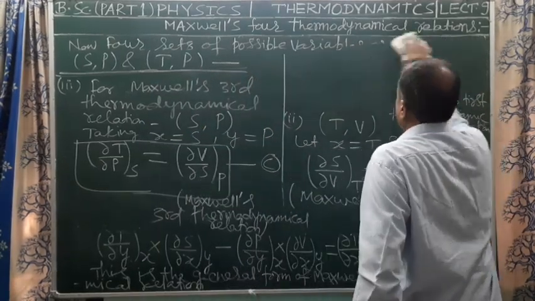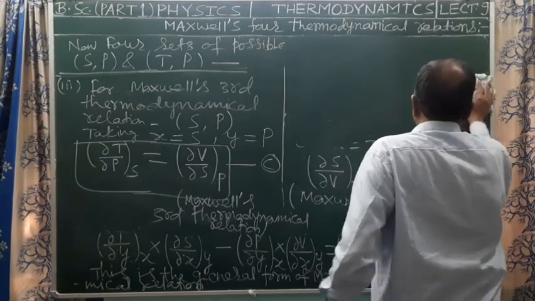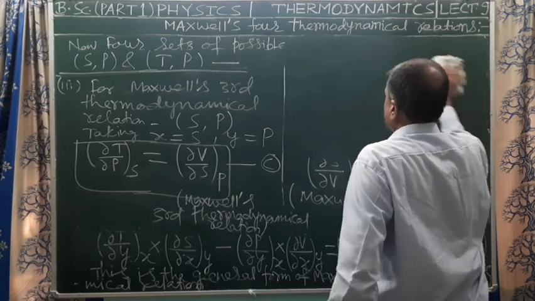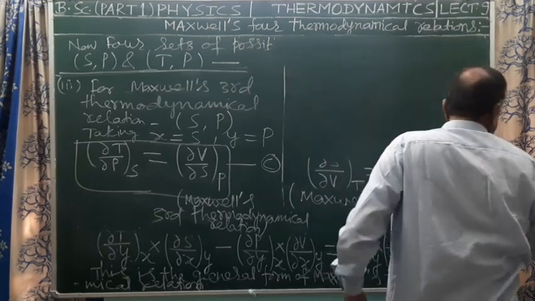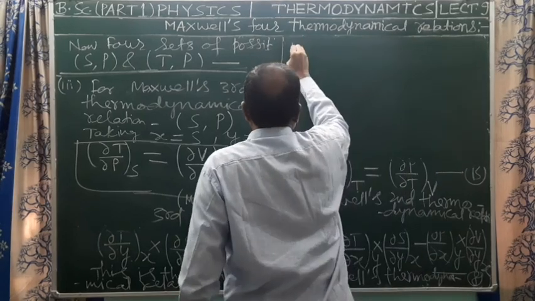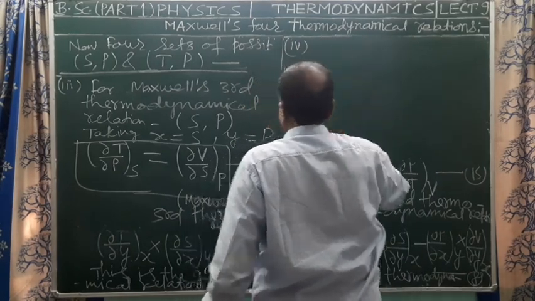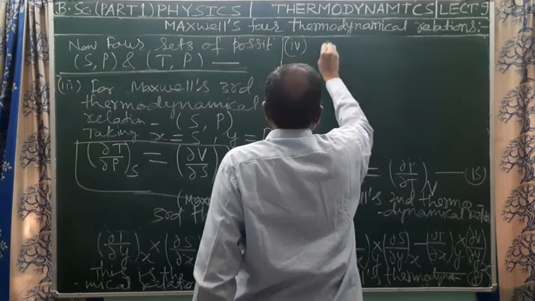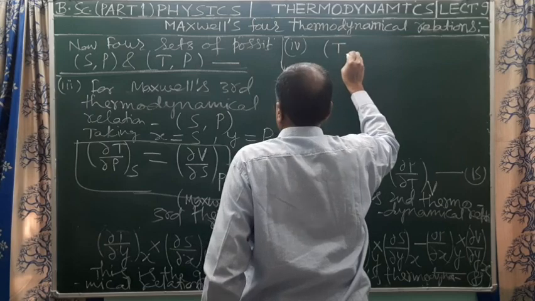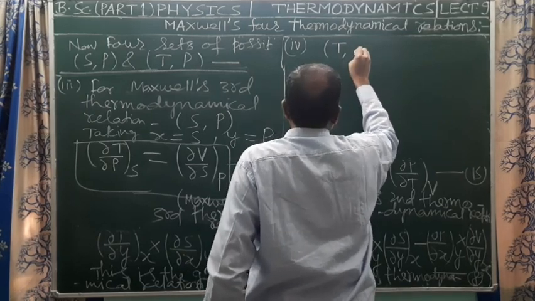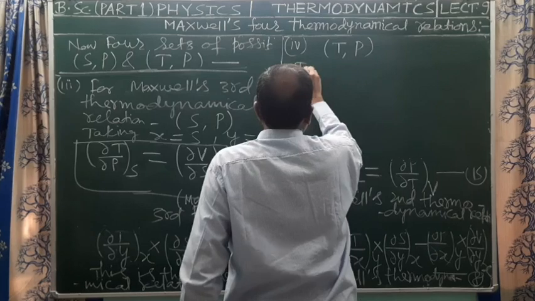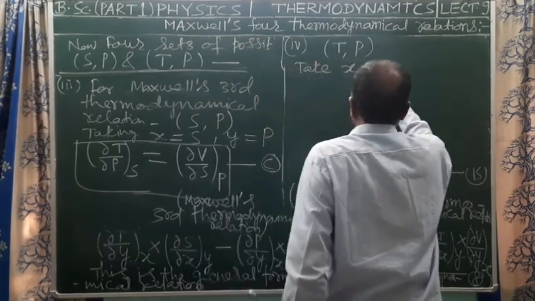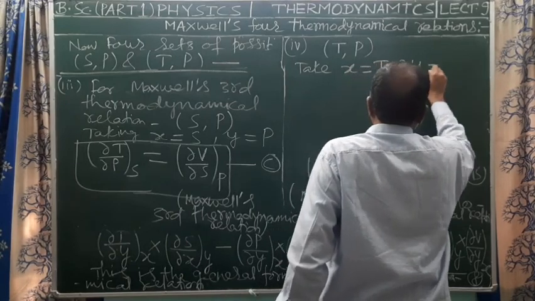fourth Maxwell's thermodynamical relation by taking a set of two variables, temperature T and pressure P. So to obtain Maxwell's fourth thermodynamical relation, we have to take the fourth set of two variables, that is temperature and pressure, that is, take first variable x equals T and y is equal to P.